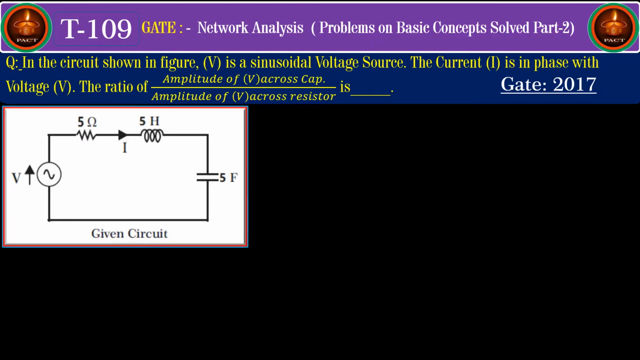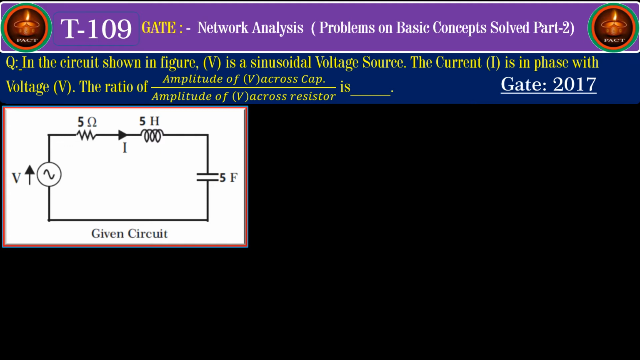Friends, next we shall solve the GATE question from 2017. It is given that in the circuit shown in the figure, phi is the sinusoidal voltage source and the current I is in phase with voltage phi, and we are required to find the ratio of the amplitude of the voltage across the capacitance to the amplitude of the voltage across the resistance.